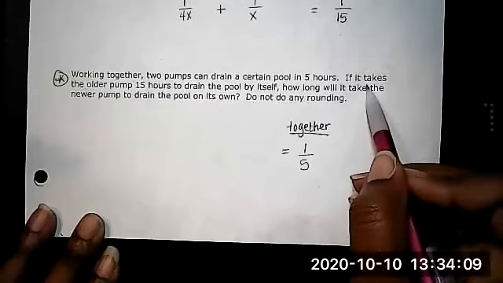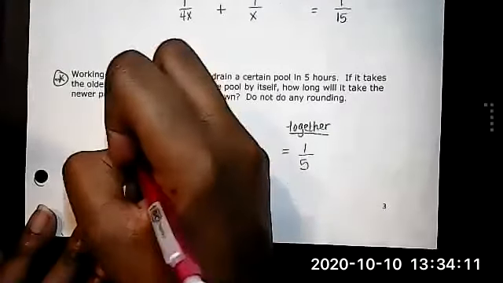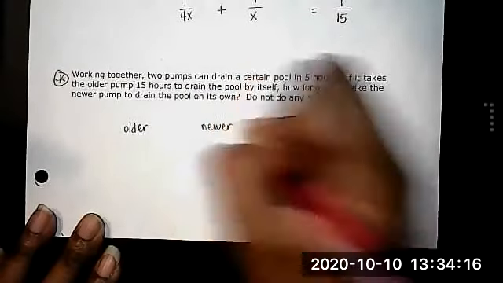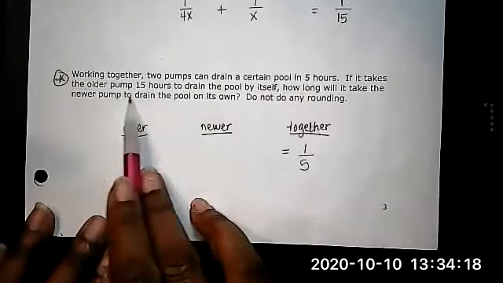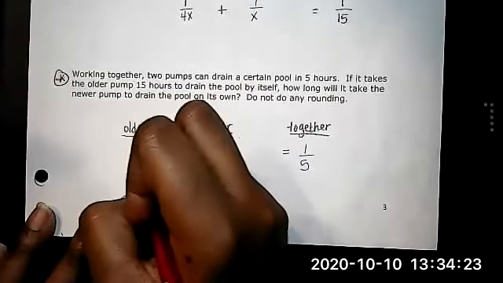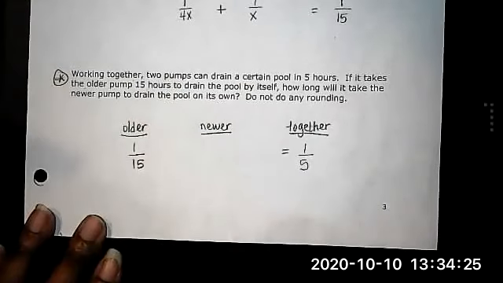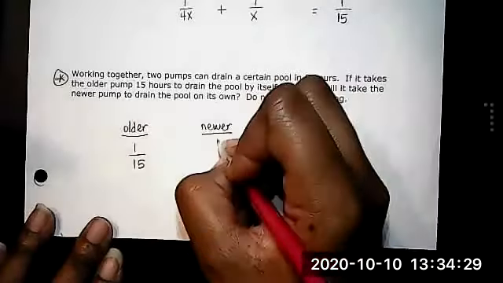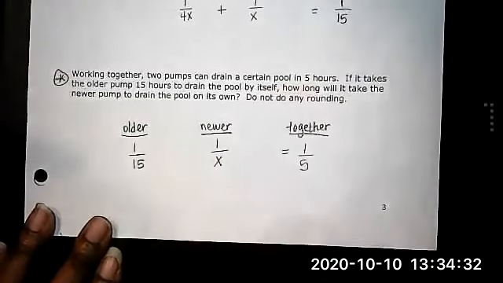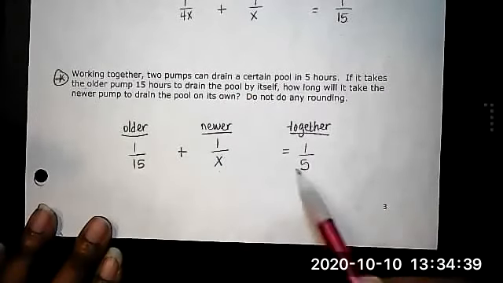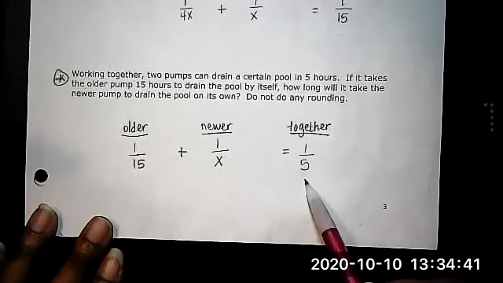That's together. If it takes the older pump, so we have an older, and if we have an older, we probably have the newer. So it takes the older pump 15 hours. So older, 1/15, to drain the pool by itself. How long will it take the newer pump to drain the pool on its own? We don't know. Add those together. So we have 1/15 plus 1/x equals 1/5.